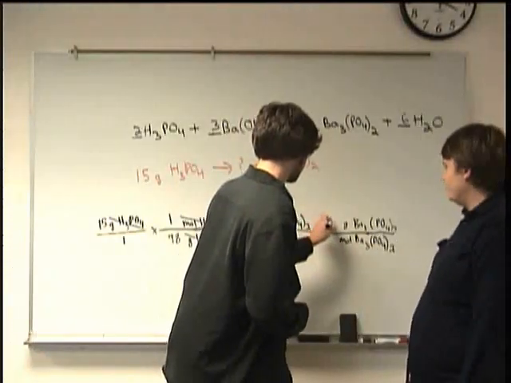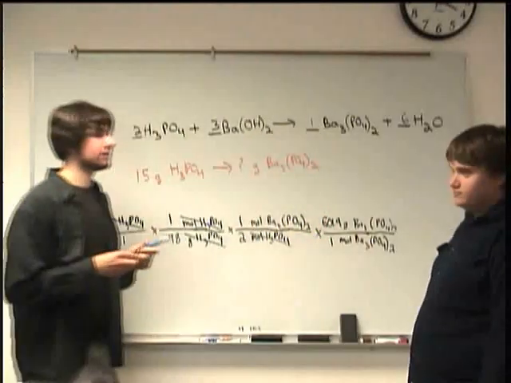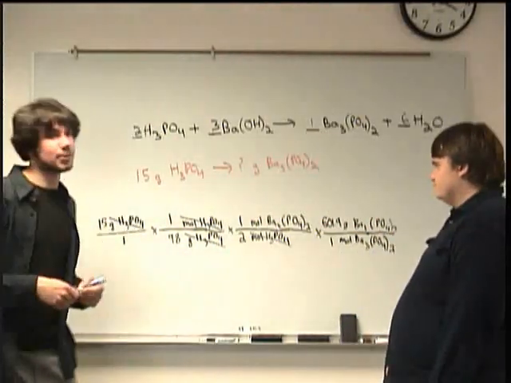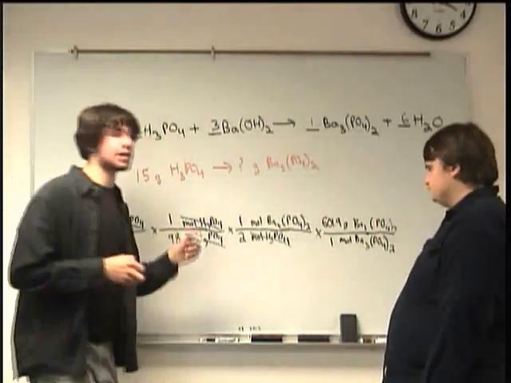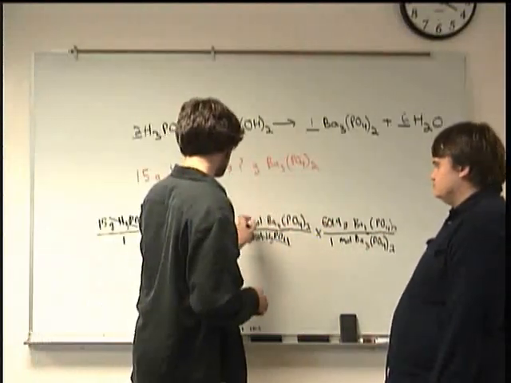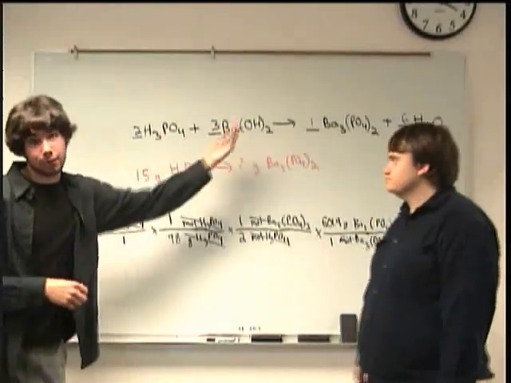That is heavy. That's a pretty big molecule. 601 grams for every 1 mole. Wow, that's a lot. Big molecules can get that way, especially phosphates. They're going to be some of the bigger things you're dealing with. So we got rid of the moles of the barium phosphate, leaving us with the grams, which is what we were looking for in the problem.